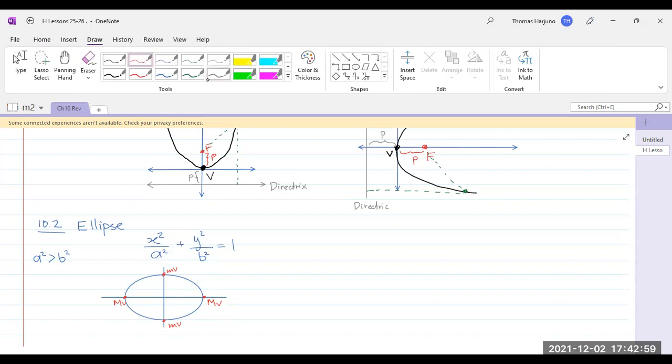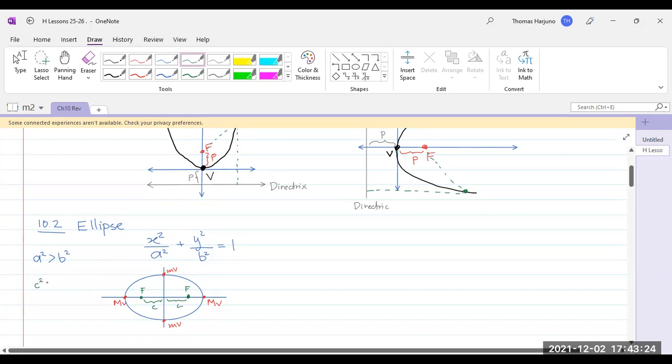And the foci, let me use green. The foci will be on the major axis, and the distance from the center of the ellipse to the foci is denoted by C, which we have this equation: C squared equals the larger denominator minus the smaller denominator.